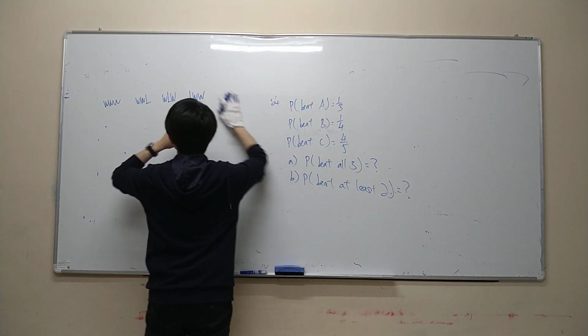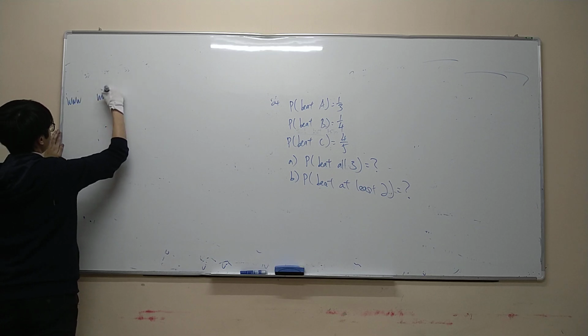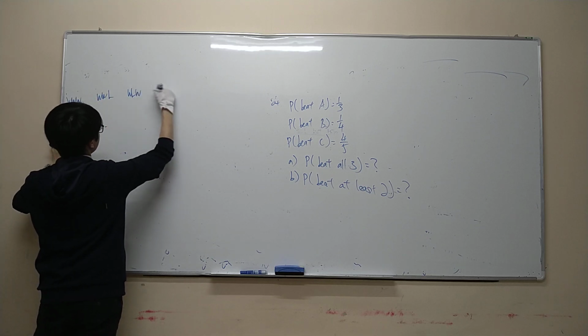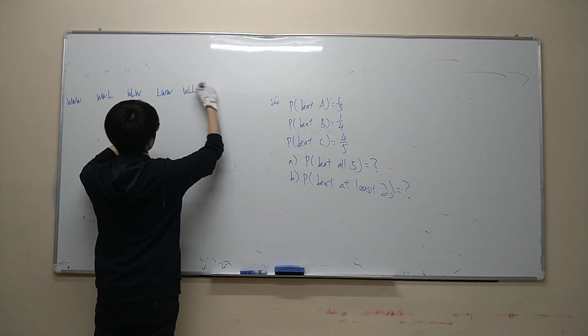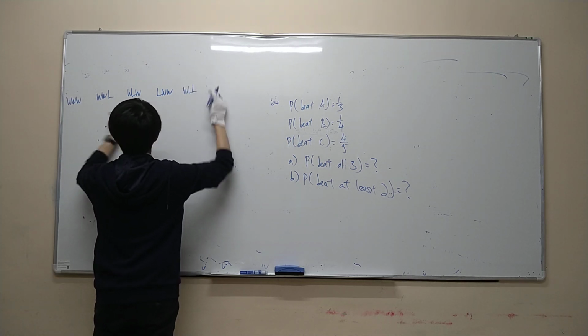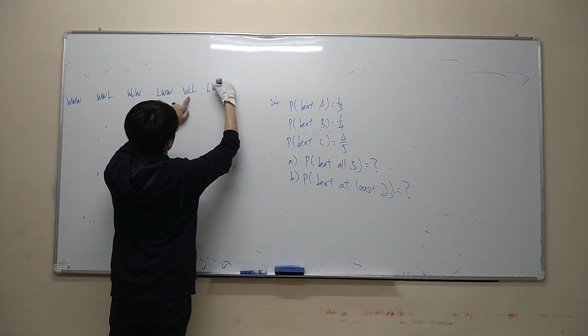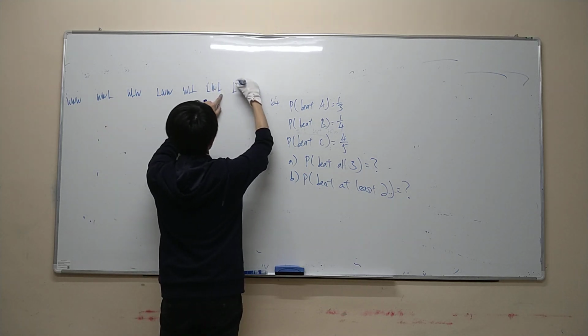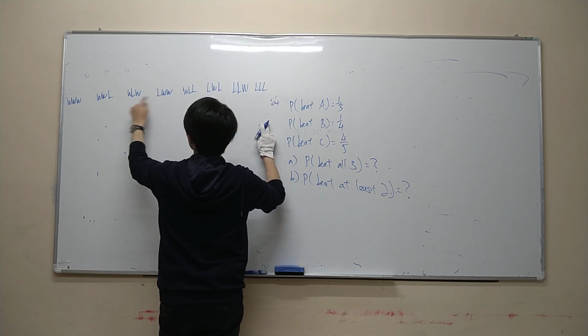So what's the next one? Let's list them: win, win, win; win, win, lose; win, lose, win; lose, win, win; this one is 3 wins, these are 2 wins, then 1 win, with the win in the middle, and so on. So there will be 1, 2, 3, 4, 5, 6, 7, 8.